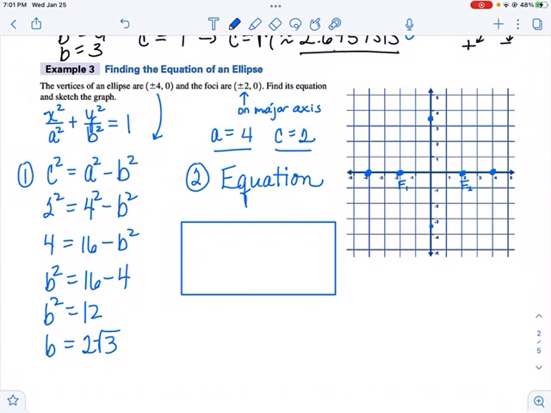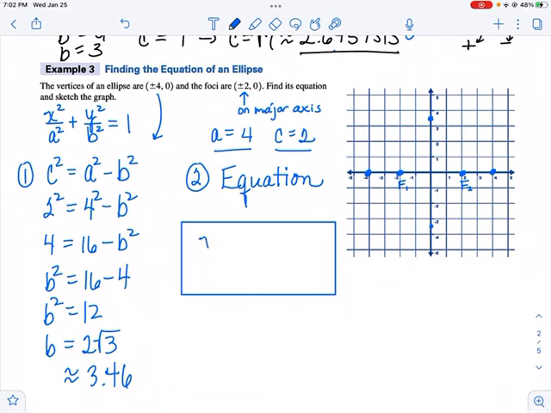Okay, now remember, we're just using the positive value for b, but again, if you're going to graph the foci, you want to know approximately what that is. So remember, square root of 3 is 1.73, so 2 times that is going to be 3.46, about 3.46. Okay, 3.46 to get the value. So we have the information for the equation. That's what we want to do. Find the equation, sketch its graph.